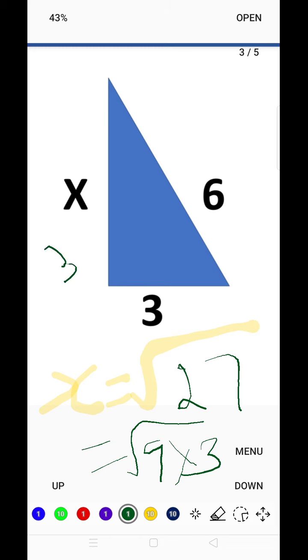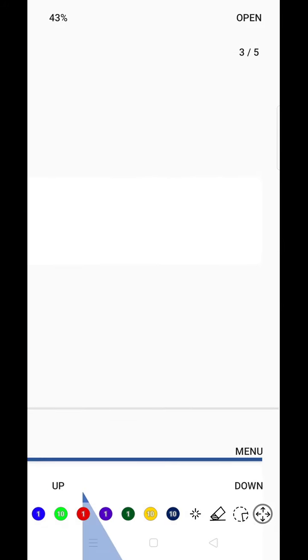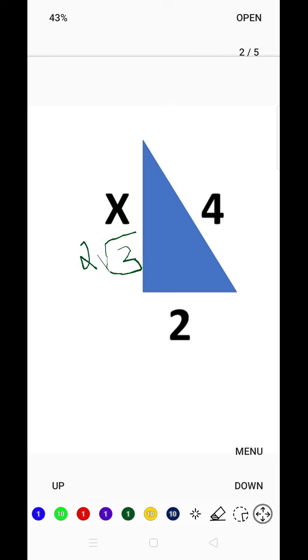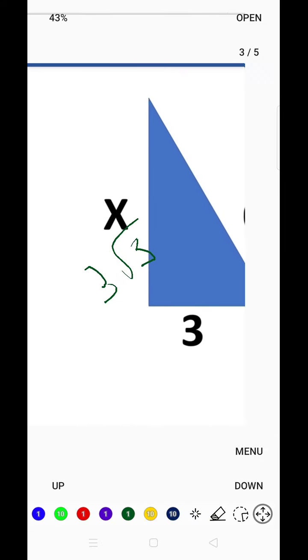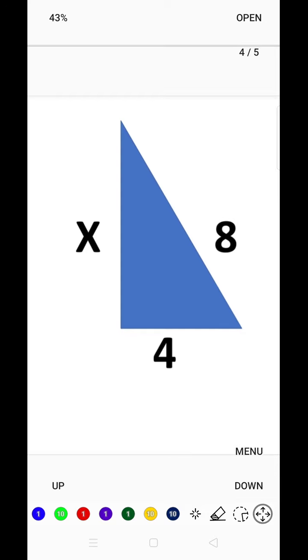Yes, now you are getting the idea of what I want to convey. When the base is 3, the perpendicular height is 3 root 3. Before we go for the next question, let me compare with the previous question. In the previous question the base was 2 and I got the perpendicular height 2 root 3. Now in this question the base is 3 and the perpendicular height is 3 root 3. Let us move on to the next question.